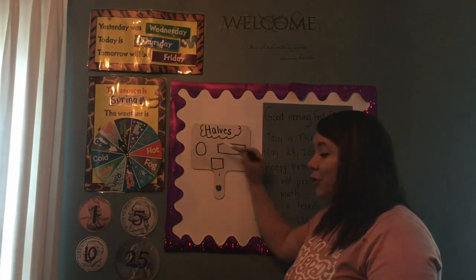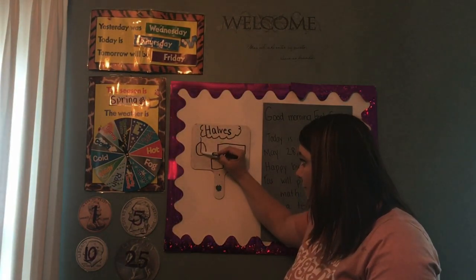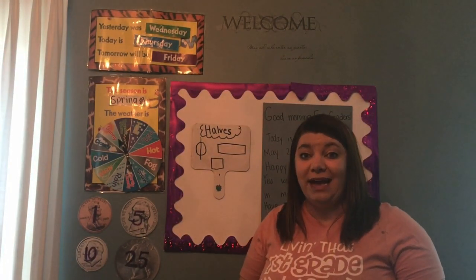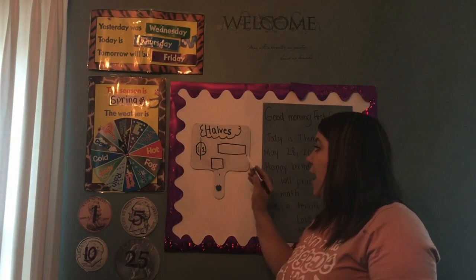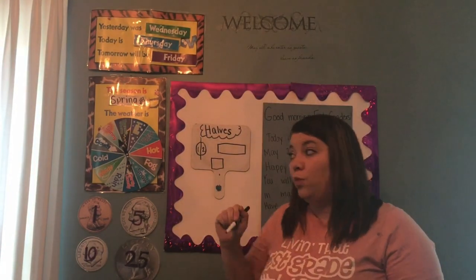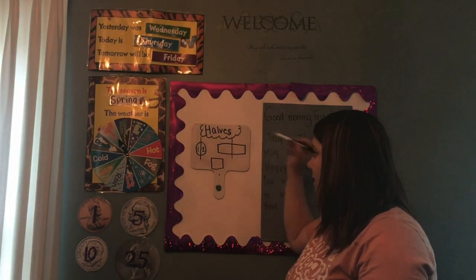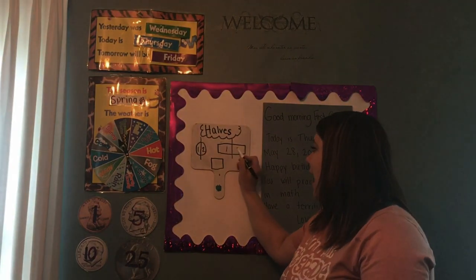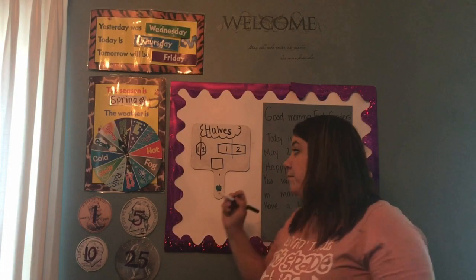If you look at the circle, which is kind of the shape of a cookie, if I cut it in half, both sides of the line are the same size. So now I know that I've cut it in half. In a rectangle, we can cut it in half the same way. We can cut it with a line right down the middle. So both sides of that line are equal. And half means that there are two equal sides.